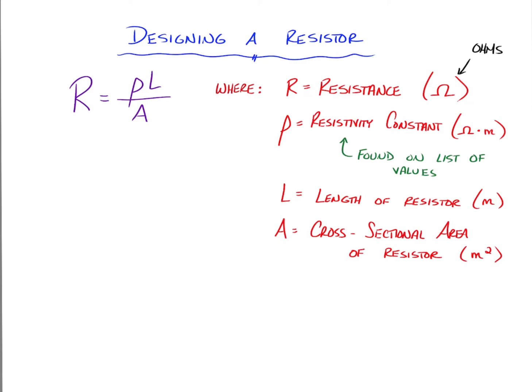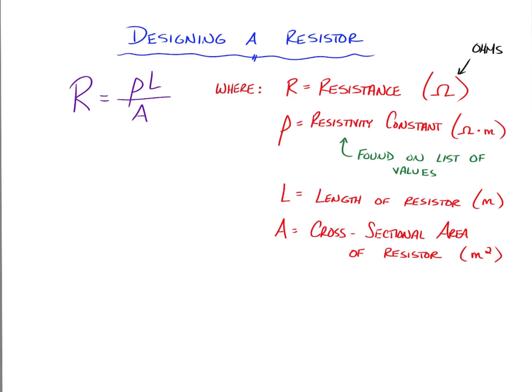That rho, which you could certainly write as a P, is the resistivity constant. That is something you'll be given. You'll be given a list of these values, much like the triboelectric series and things along those lines. We just have lists that give us the resistivity constant of several different materials. That is measured in ohm meters, not ohms per meter, ohm meters. L is the length of the resistor. How long is that wire? Measured in meters. And A is the cross-sectional area of that resistor or of that wire in square meters.